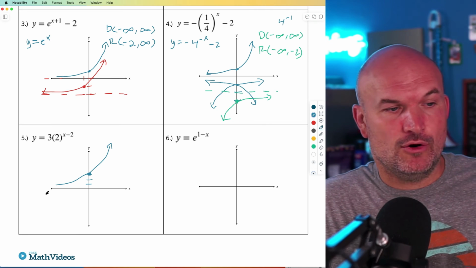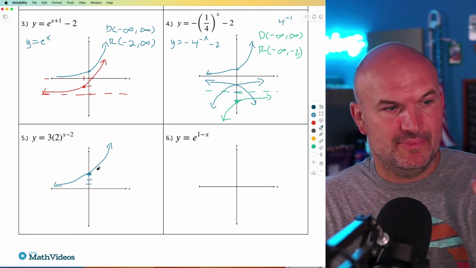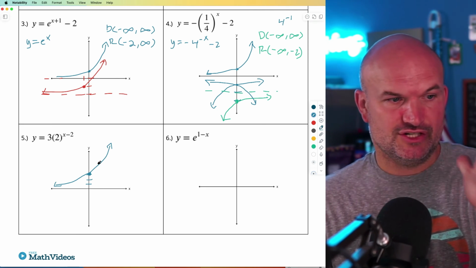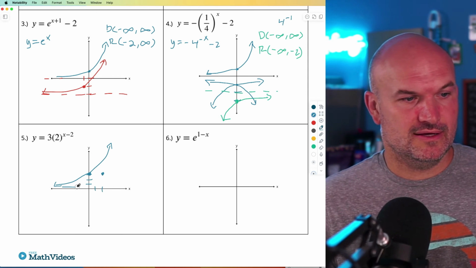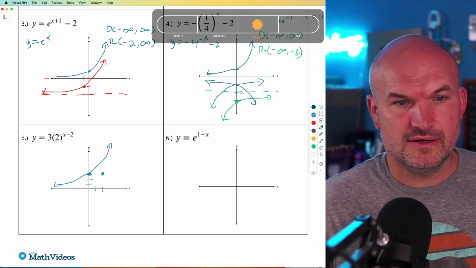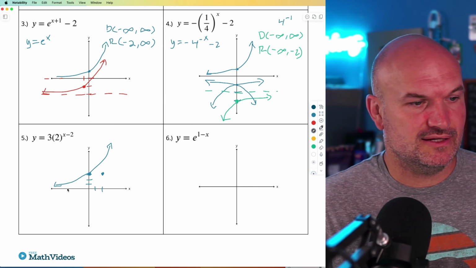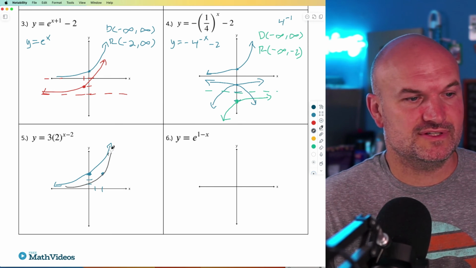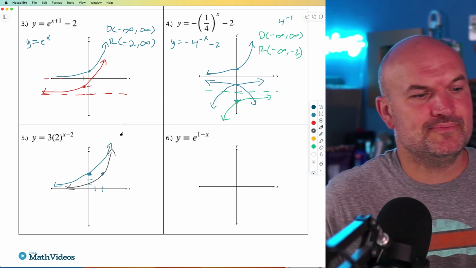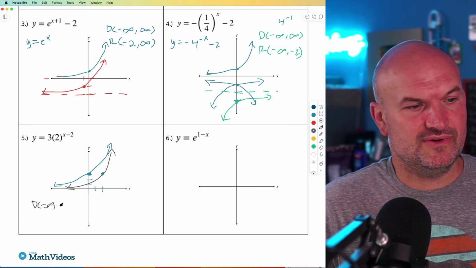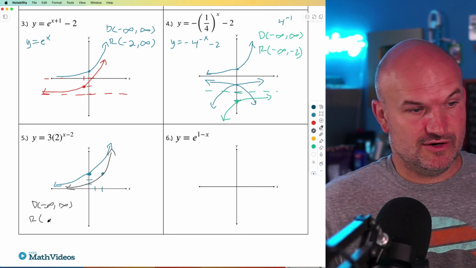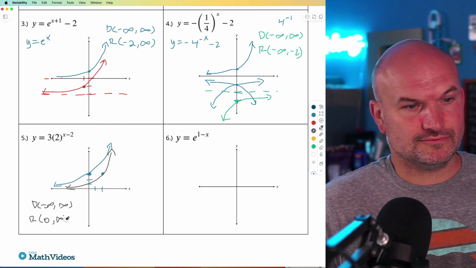My y-intercept, or my horizontal asymptote did not change though. But now I have this x minus 2, that's going to shift the graph 2 units to the right. So now it's going to look something like that. So let's do a different color. Let's use my black. So now my new graph is going to look something like that. As far as my domain and range goes, the domain is going to be from -infinity to infinity. And my range is going to be from 0 to infinity.